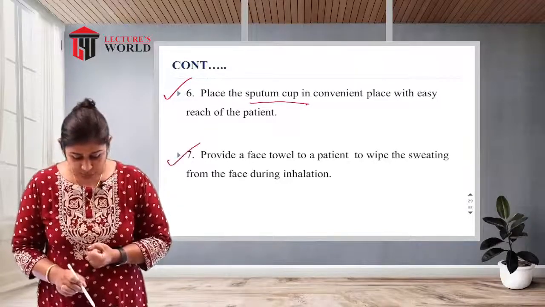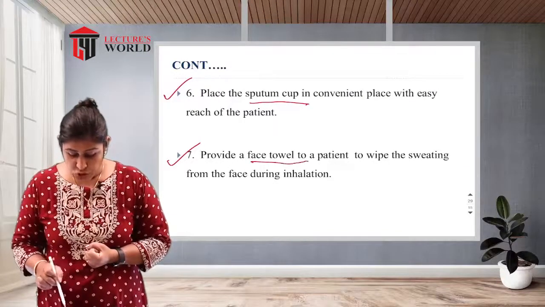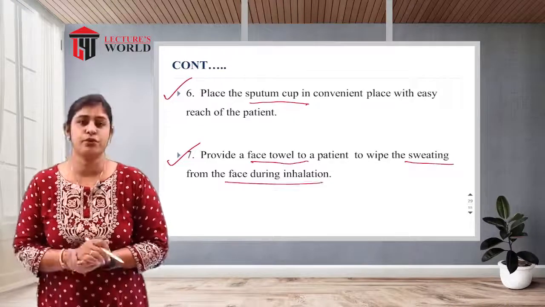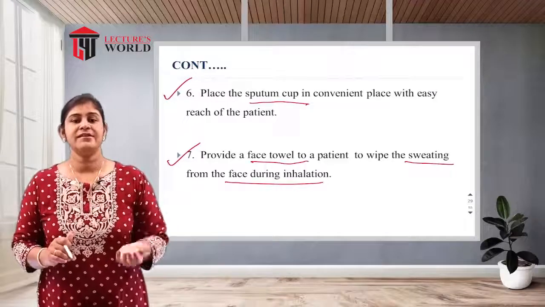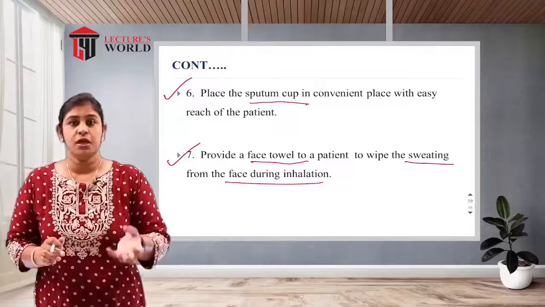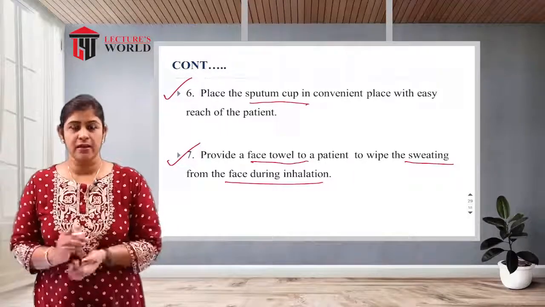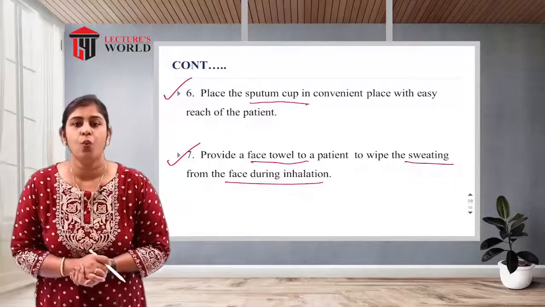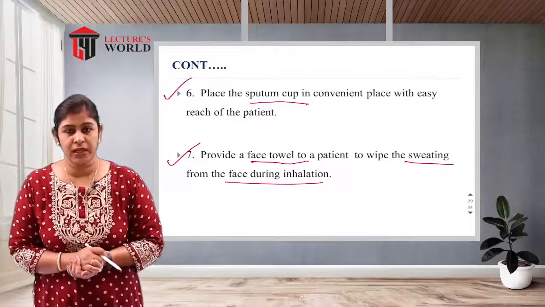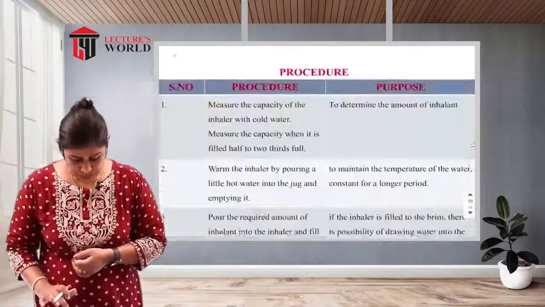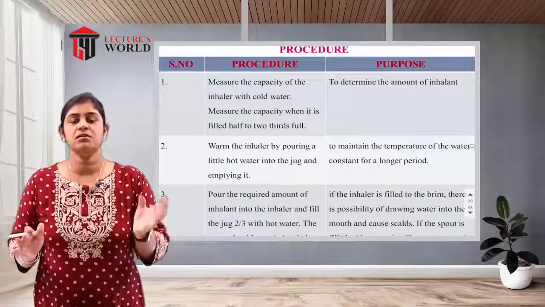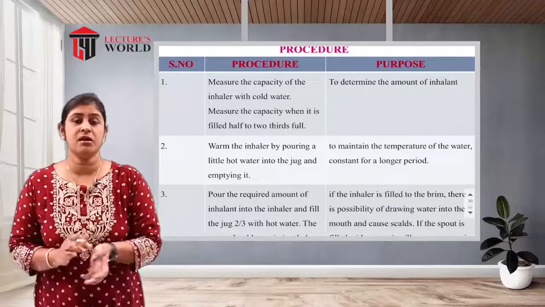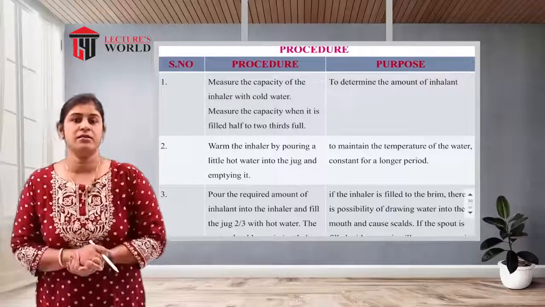Seventh point is provide a face towel to the patient to wipe the sweating from the face during inhalation. Sweating comes during inhalation, so he can wipe it off. These are all the preliminary assessments that the nurse should make.